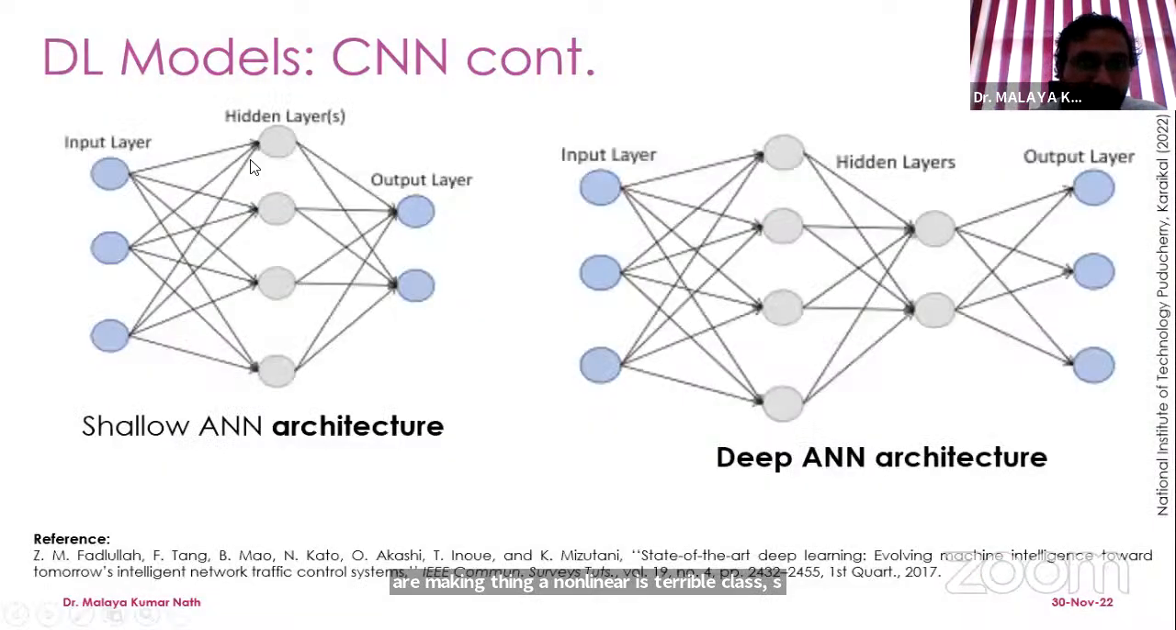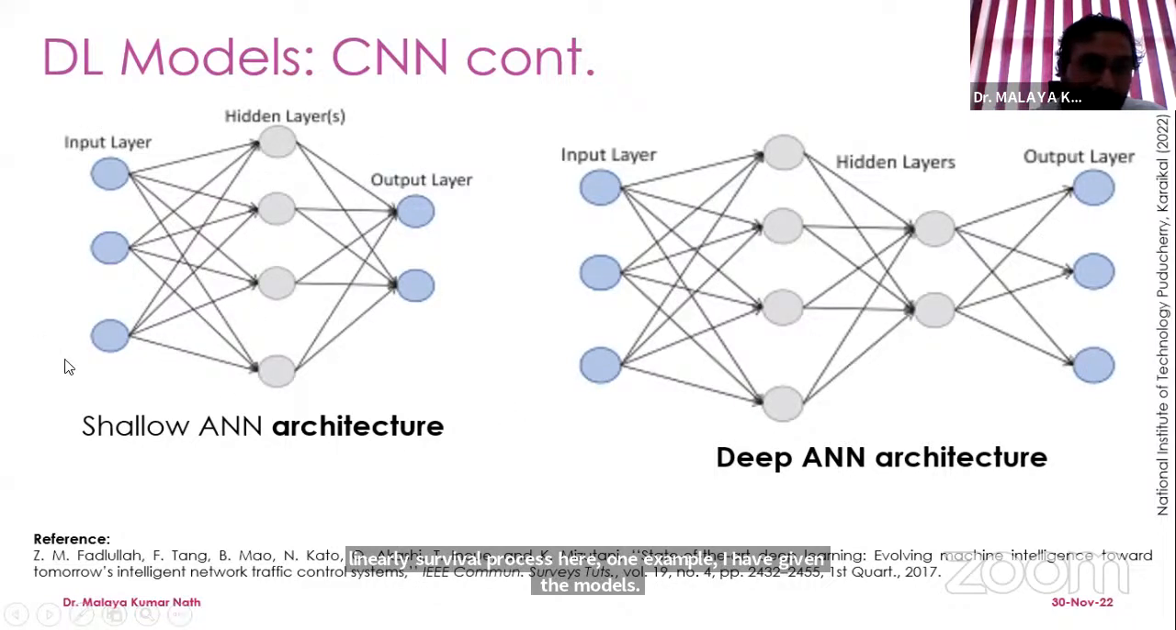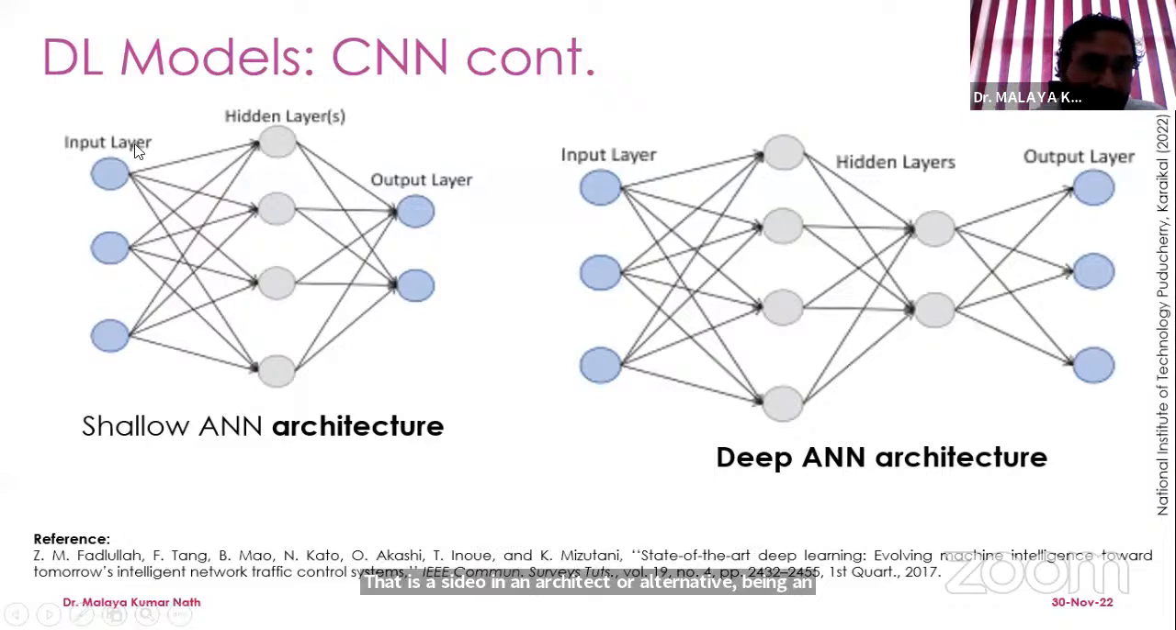Here I have given an example of a shallow ANN architecture as well as a deep ANN architecture. If you look into the shallow ANN architecture, it has an input layer, a hidden layer, maybe one more hidden layer, and an output layer. So this is very shallow. That means the number of layers is very small. And if you look into the deep neural network architecture, it has many hidden layers, that is input layer, hidden layers, as well as output layers.